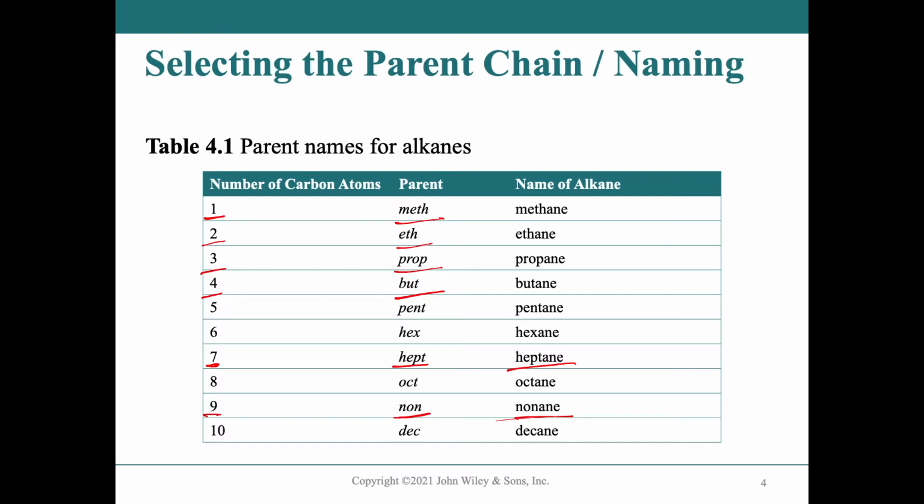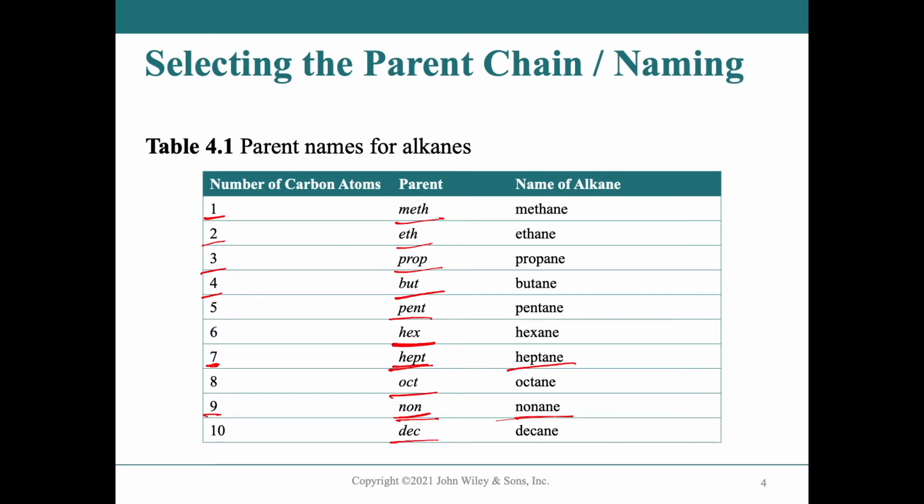But the rest of them afterwards are pretty easy because pent means 5, like the pentagon, right? Hex means 6, like a hexagon. Hept is 7. Oct is 8, like octopus. Non is 9, right? And then dec, like decade, is 10, right? So the rest of them after 4 carbons is pretty simple.